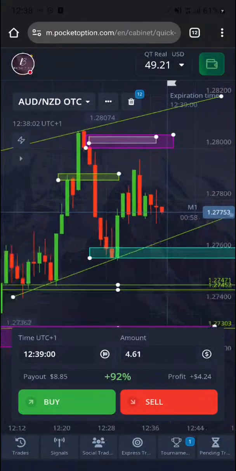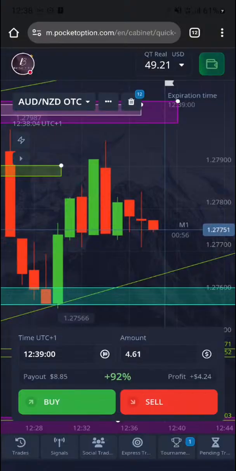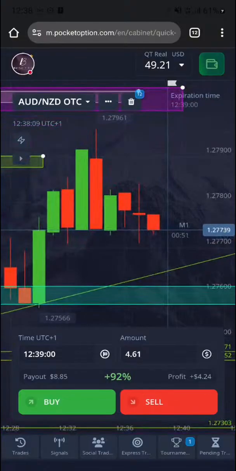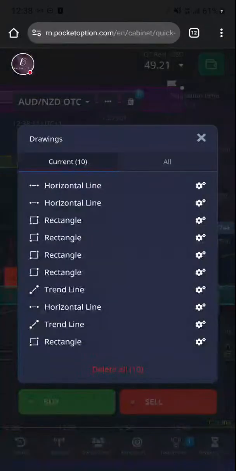Okay, the red green pattern is broken now. We have a doji. You can see what I was talking about. Now, if price breaks this doji, we can have a very good trade.